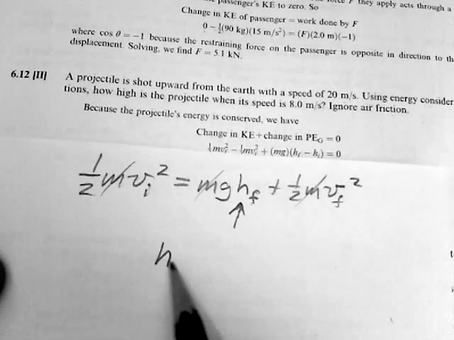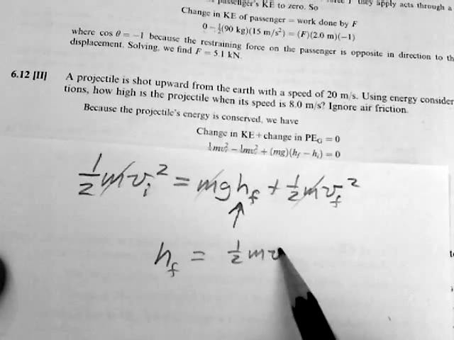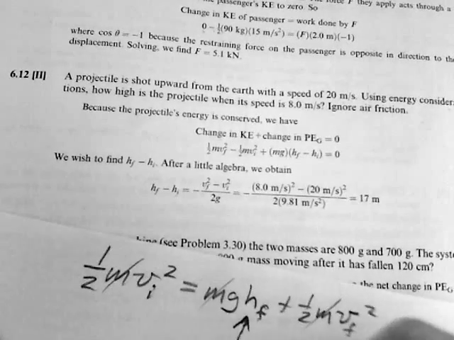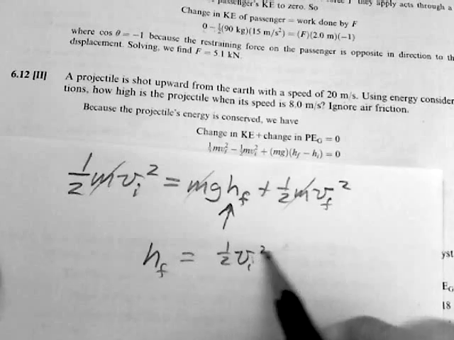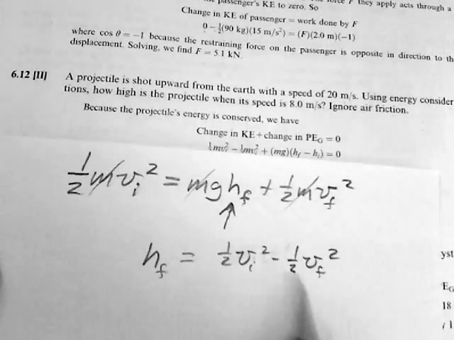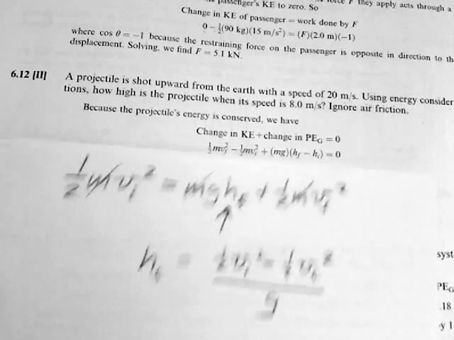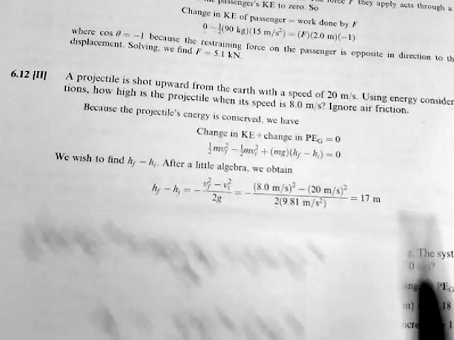In our solution, the final h is equal to 1/2 m v initial squared. Oh, I said I was going to cancel out the masses. I forgot to do that. So 1/2 v initial squared minus 1/2 v final squared. Moving this to the other side gives me the minus sign. Divided by g. You can see that's exactly what they have right here. They put the 2 down there.